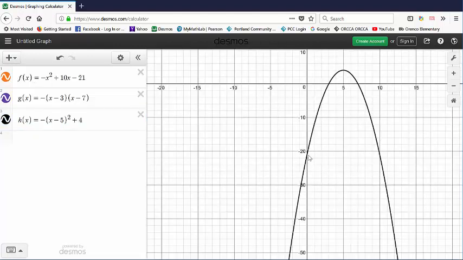Okay, so I've adjusted this a little bit so I can see all the key features of this graph, right? I can see the vertex, I can see the x-intercepts, and I can see the y-intercept. Okay, now I'm going to take this graph and answer some of those questions that I had asked initially about it.